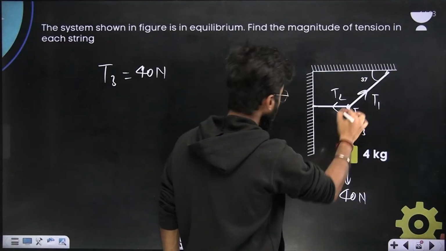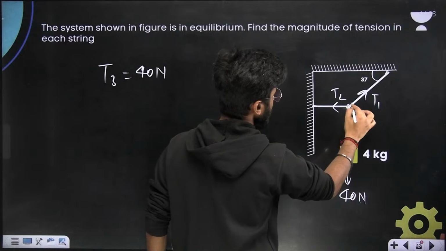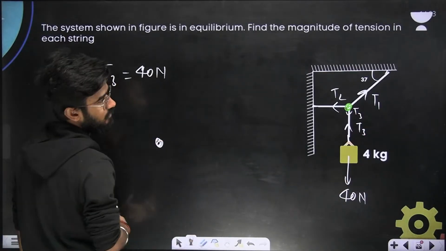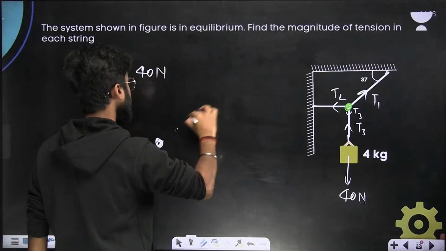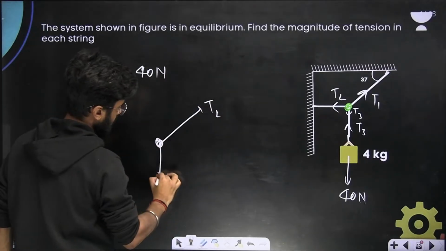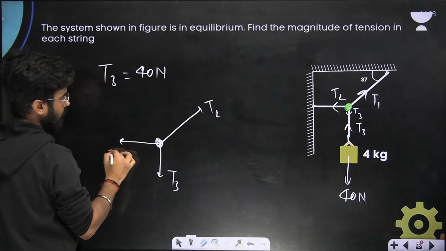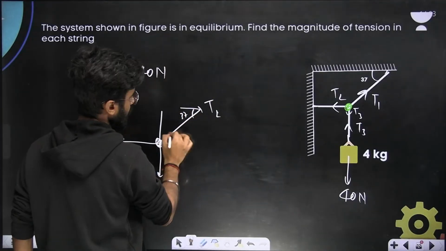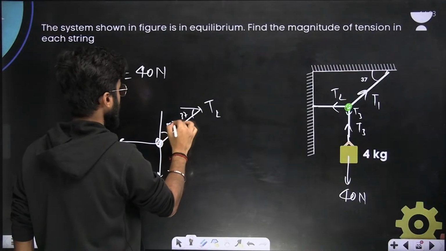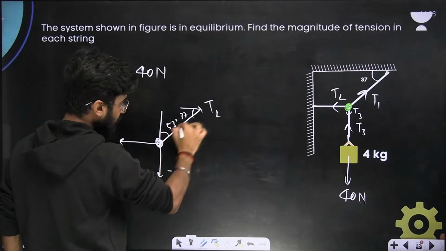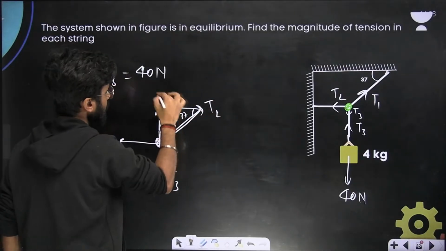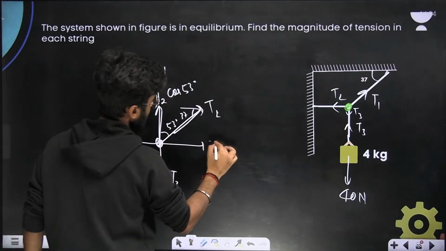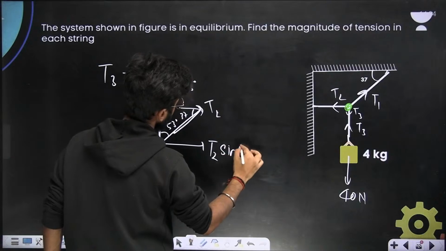Now come to this particular point. On this particular point, we'll write all the forces. That is T1, this is T3, and this is T2. Got it? And this angle is 37, so this is 53. If this is T2, then this component will be T2 cos 53, and this is T2 sin 53.